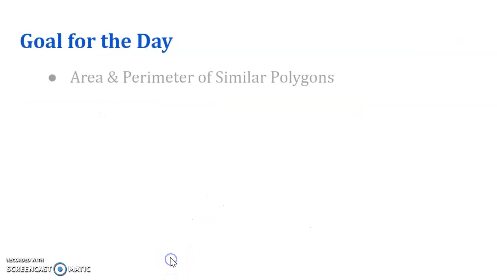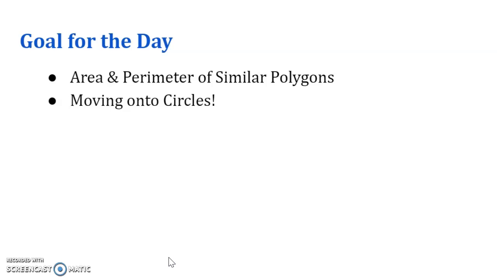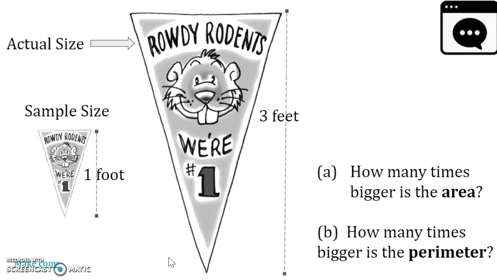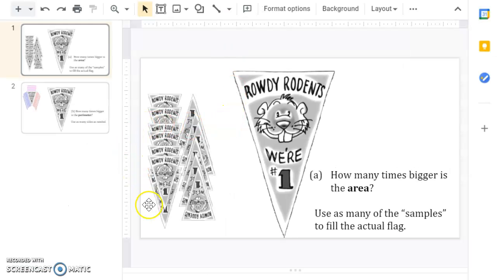What are we doing today? We are going to be continuing with area and perimeter of similar polygons and then moving on to circles. Something that we did not get to do is this exploration on similar figures, area of similar figures and perimeter. So you are going to make a copy of this, and the link is going to be in the chat. When you go to the link, it's going to ask you to create a copy of these slides. That's going to look like this.